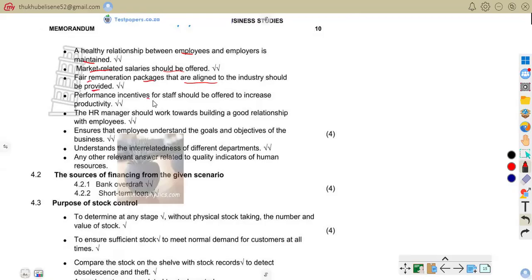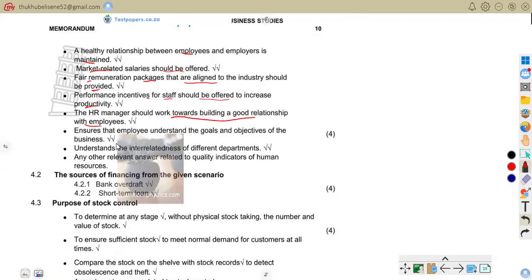Performance incentives for staff should be offered to increase productivity. Here we are talking about incentives, rewards provided to motivate higher productivity. You can pay bonuses to sales staff who exceed targets. The HR manager should work towards building a good relationship with employees.